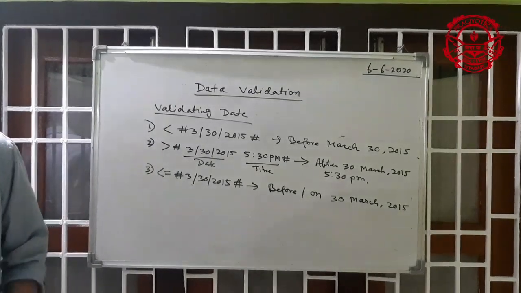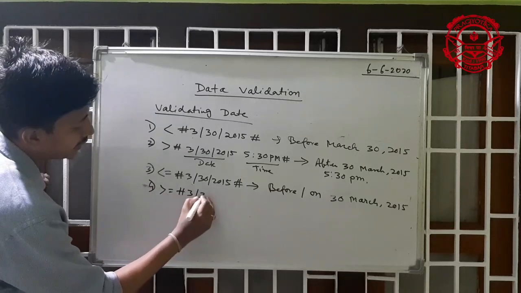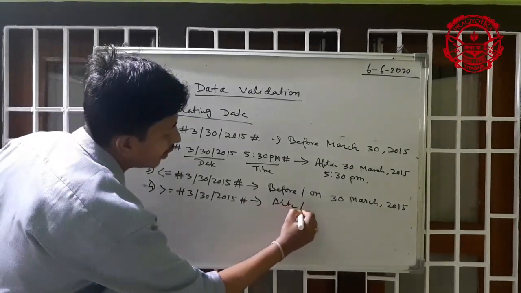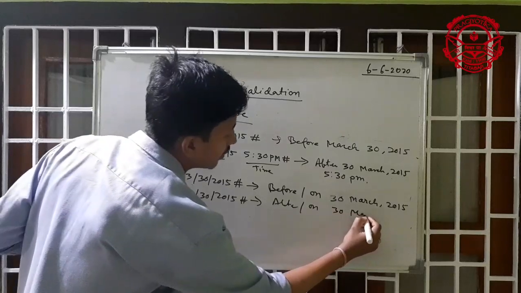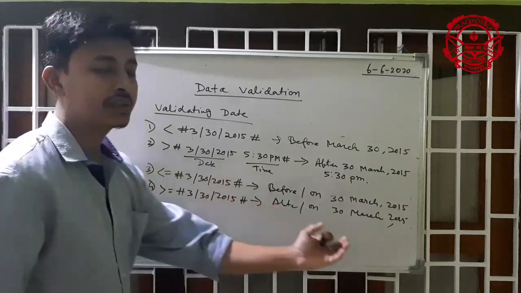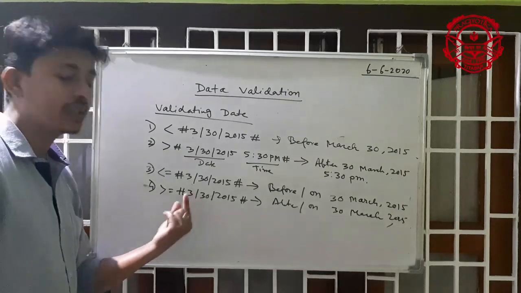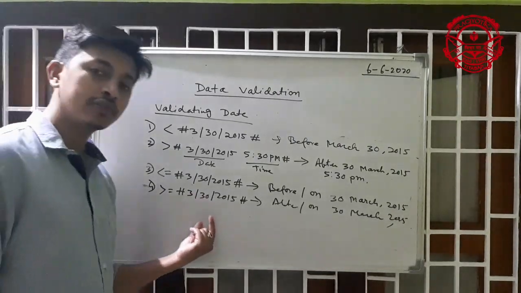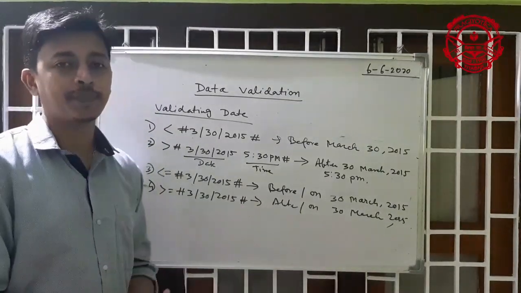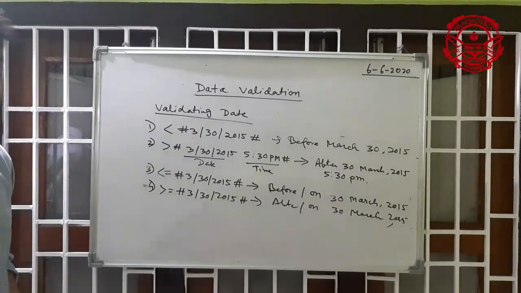Same thing again. Number 4, greater than or equal to 3/30/2015 means it should be after or on 30 March 2015. It should be after 30 March or on, meaning equal, so it should be 30 March also. 30 March also counts. Okay. Now next there are some functions given.